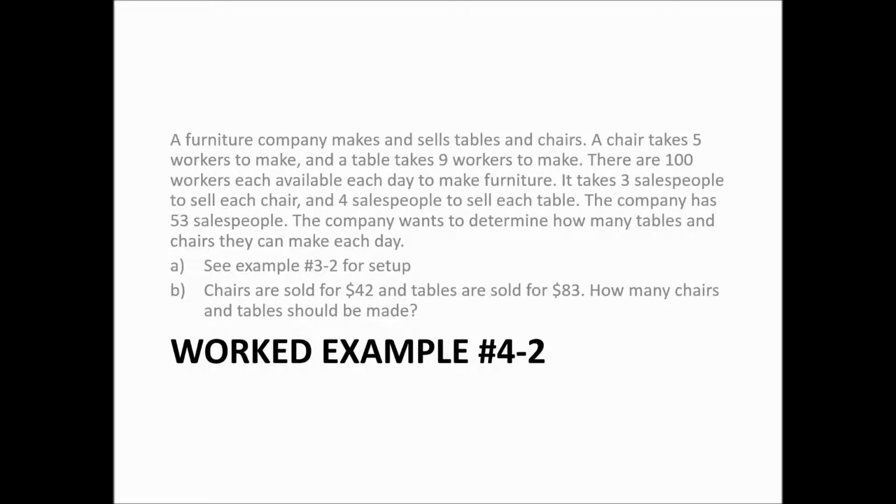A furniture company makes and sells tables and chairs. A chair takes 5 workers to make, and a table takes 9 workers to make. There are 100 workers available each day to make furniture. It takes 3 salespeople to sell each chair, and 4 salespeople to sell each table. The company has 53 salespeople.